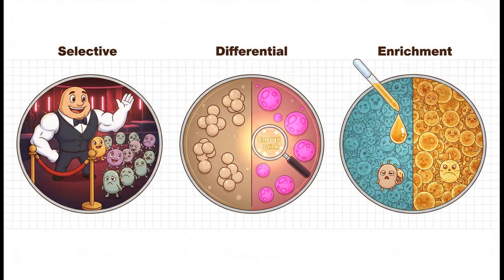First, you've got selective media. These act like a bouncer at a club. They've got ingredients that stop certain microbes from growing while letting your target organism right in. Then there are differential media, which are like little chemical detectives. They have an indicator, usually a dye, that makes different bacteria turn different colors based on their metabolism, basically based on what they're eating. And finally, enrichment media are like a specialized energy drink for a rare microbe you're looking for, helping it grow from a tiny minority into a population you can actually see.